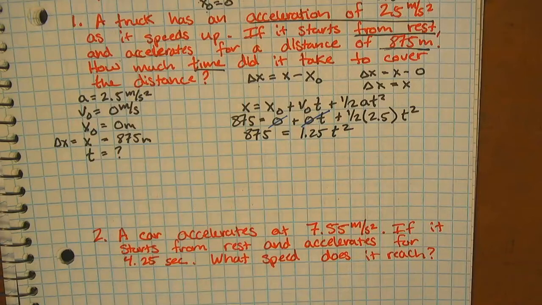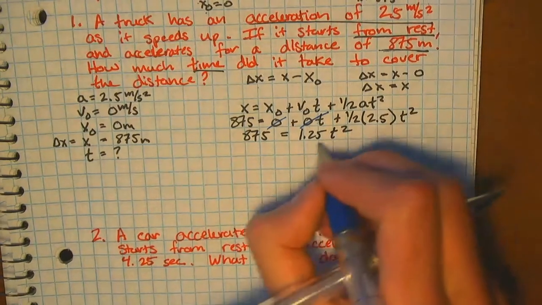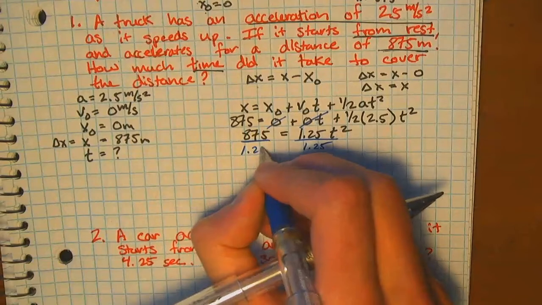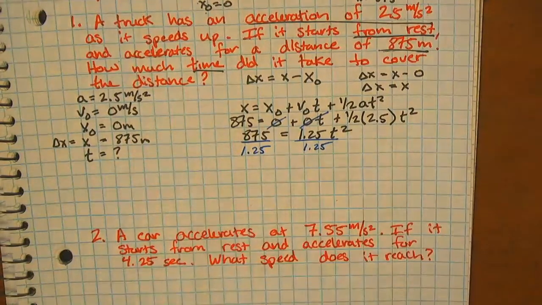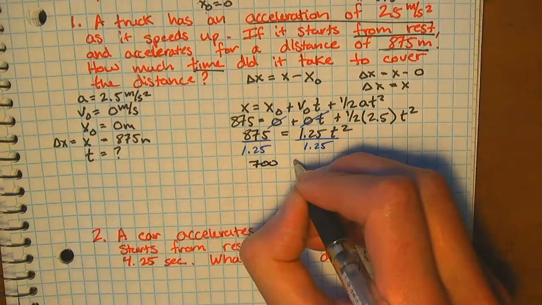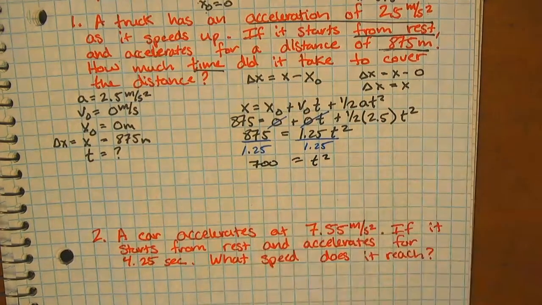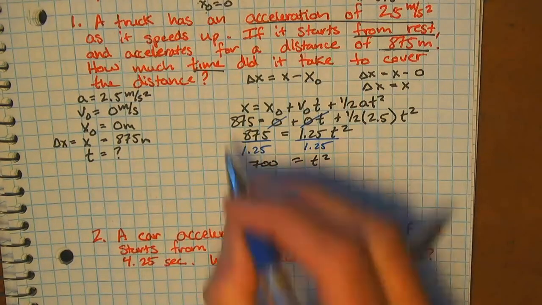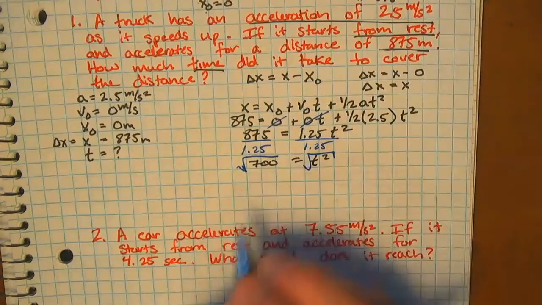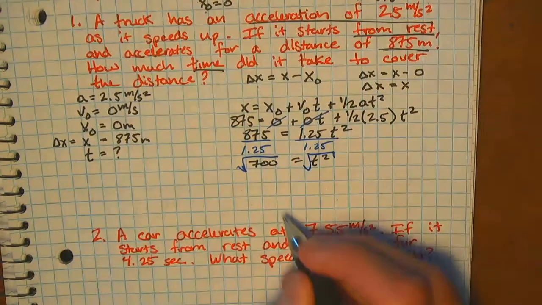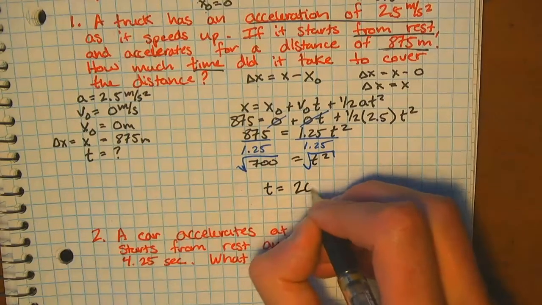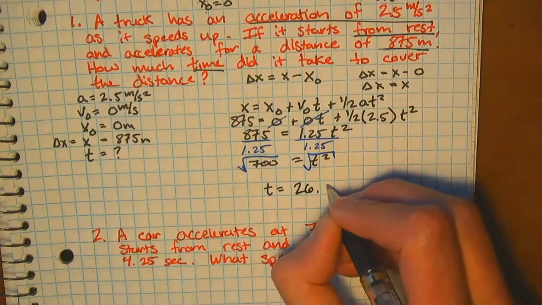So then we're going to divide by 1.25. That's going to give us 700 equals t squared. Again, we're solving for t, not t squared, so we square root both sides. And so that's going to give us that t is equal to 26.5 seconds.